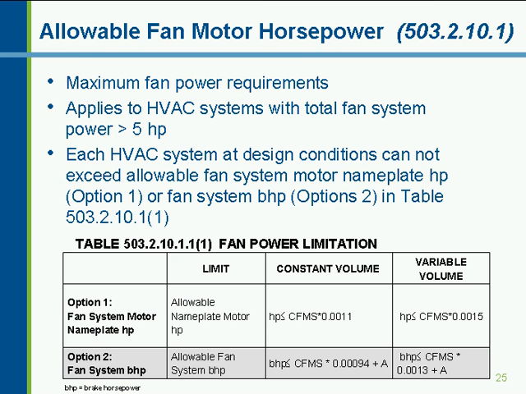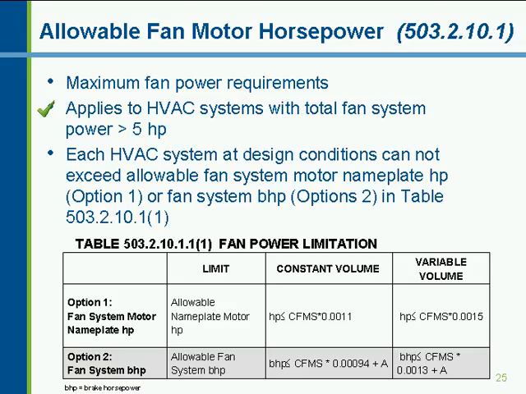There are requirements for maximum allowable fan motor horsepower, and this applies to any HVAC system with a total fan system power greater than 5 horsepower, and that's the sum of all the fan motors within the system, supplying, returning, and exhausting air from that system. And it's calculated at HVAC design conditions, and the fan motor horsepower cannot exceed the allowable system power shown in the table below, and there are 2 options.